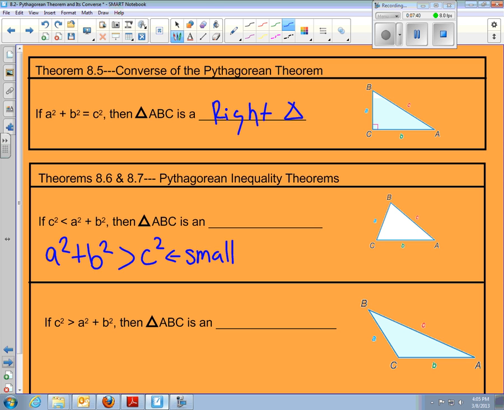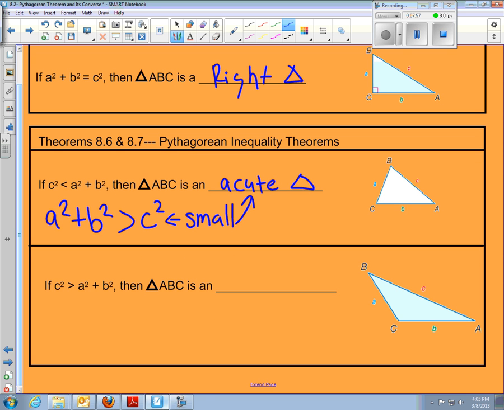So think about our triangles. What's a small triangle? Another name we could name a small triangle? Well, that's going to be an acute triangle. Acute angles are small, and in this inequality, the c squared is small, or hypotenuse squared is small.